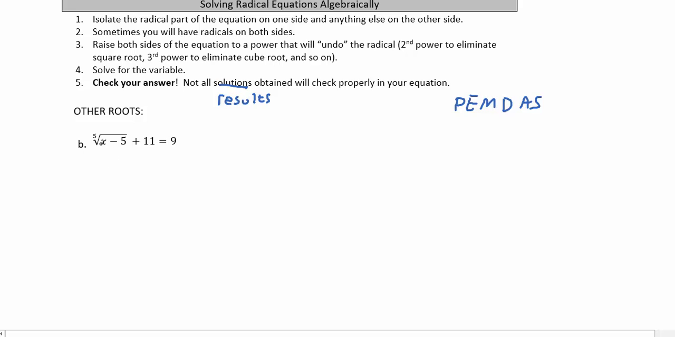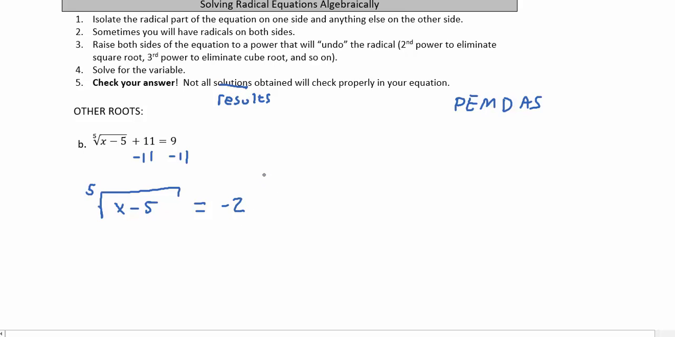It starts out much like everything else did in this video. We isolate the part of the equation that has the radical symbol. So to get rid of the 11 and take it to the other side, so to speak, I will do the inverse operation of addition, which is subtraction. When I subtract 11 on both sides, I get that the fifth root of x minus 5 plus 0 is equal to 9 subtract 11, which is negative 2.